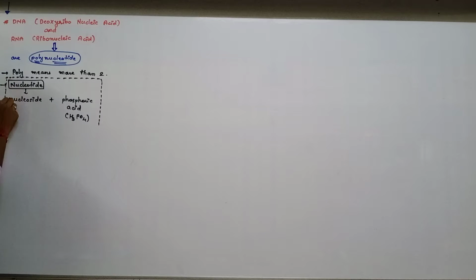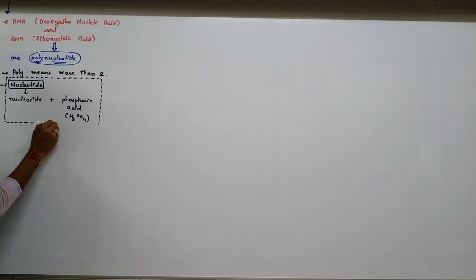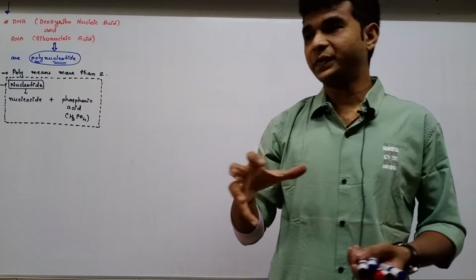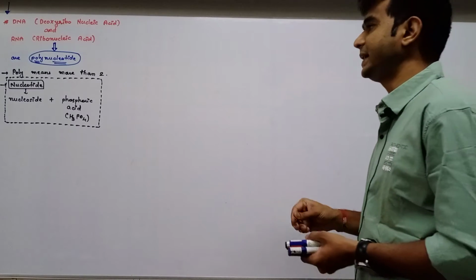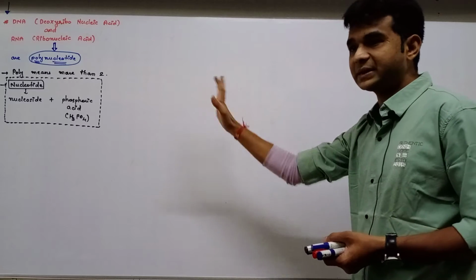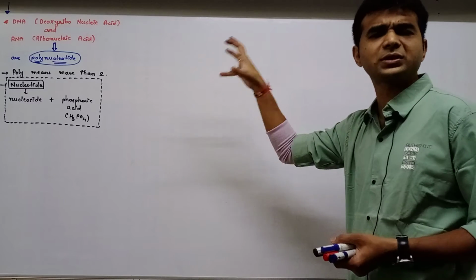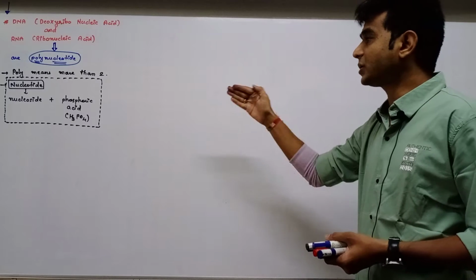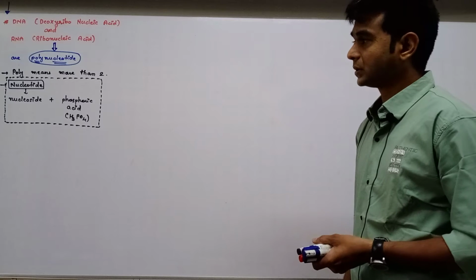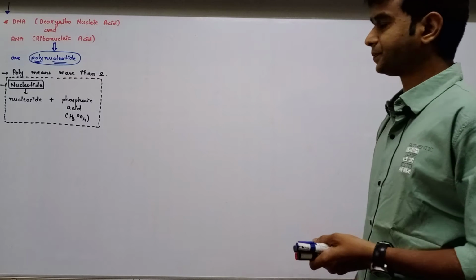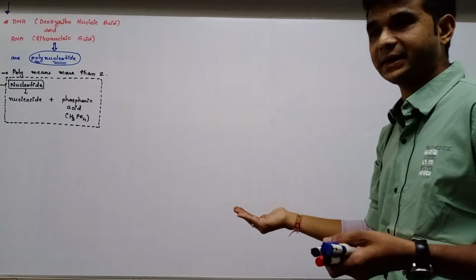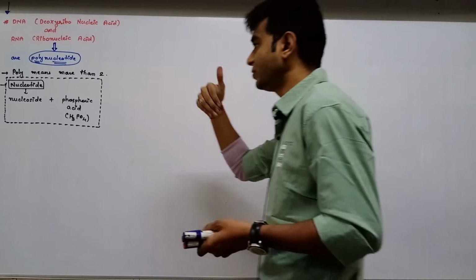Dear all students, please understand this perfectly, because the structure of DNA as well as RNA will come in 12th standard in genetics. So this is the most important thing. Nucleotide means nucleoside plus phosphoric acid. So now the question is, what is nucleoside?